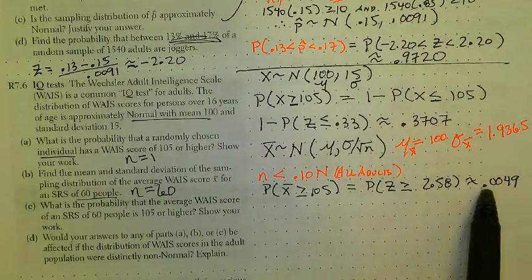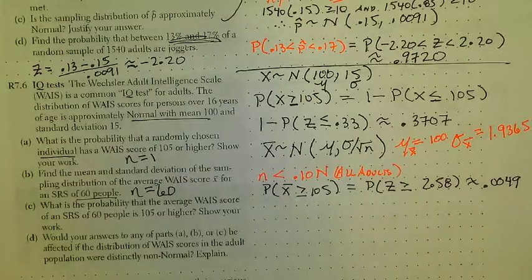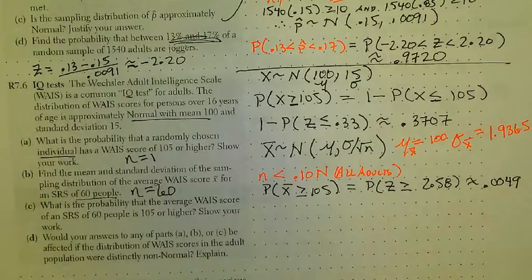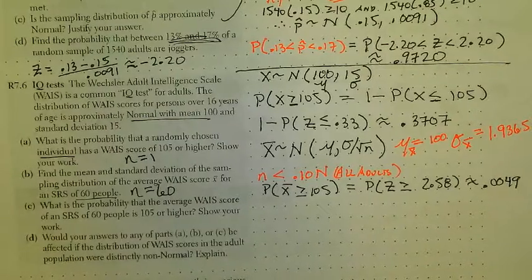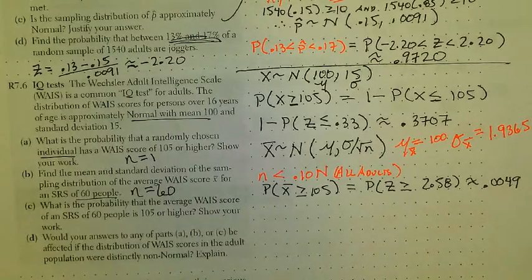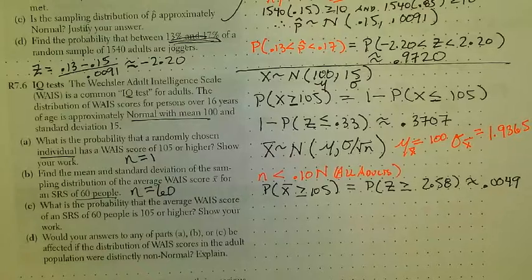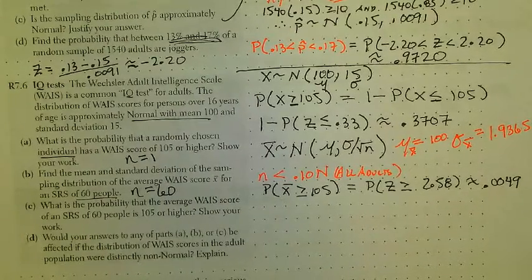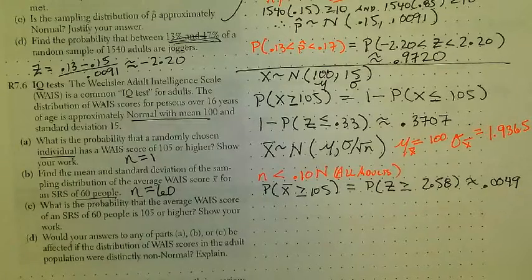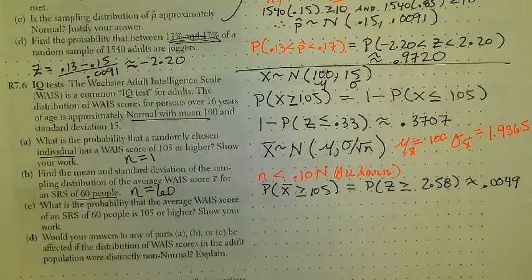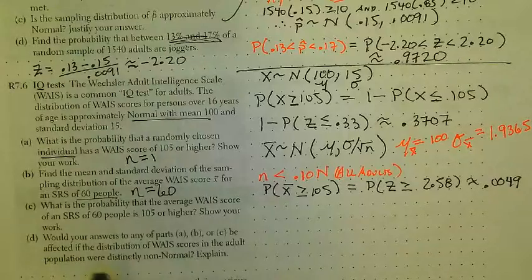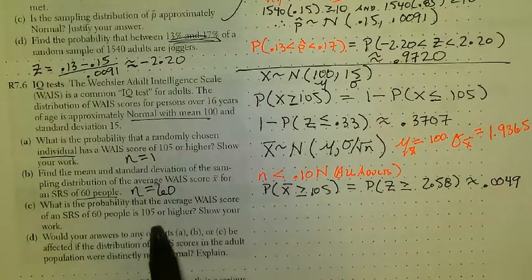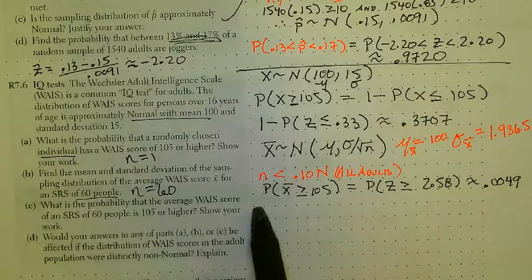So if I got a group of 60 people that was randomly selected, it's highly unlikely that their average IQ was above 105. However, if I grabbed a large group of people from a university, then it might be a lot more likely that they have an average IQ above 105 because their mean might be quite a bit greater than 105. If they're at university, they probably have a higher IQ. Okay. What is the probability that the average score is 105 or higher? Well, that was what we just did.